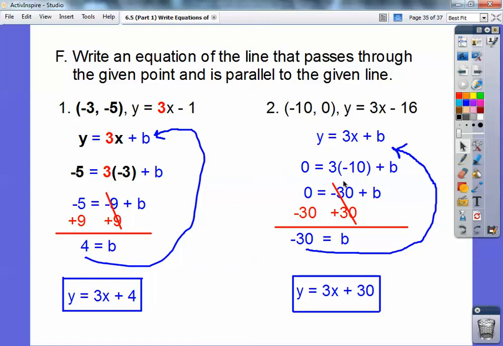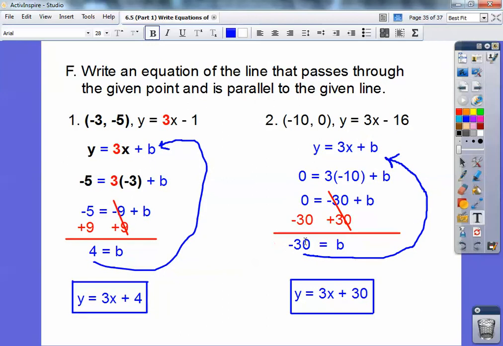3 times negative 10 is negative 30. Add 30 to both sides, and I get b equals positive 30. That should be a plus right there. Let me change that to a plus 30. I don't even need that there. So it's just plus 30. So y equals 3x plus 30.